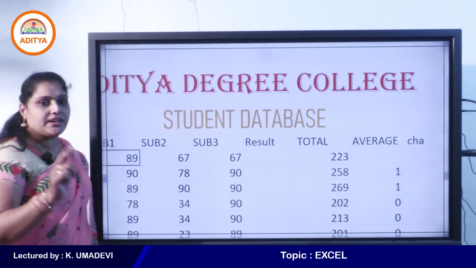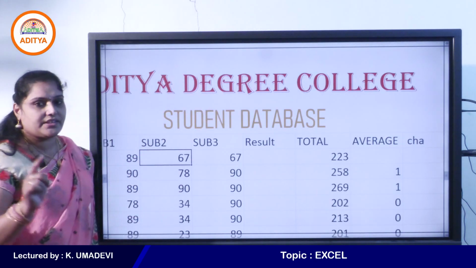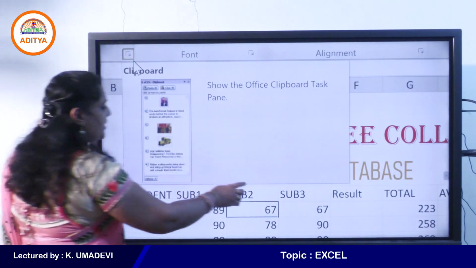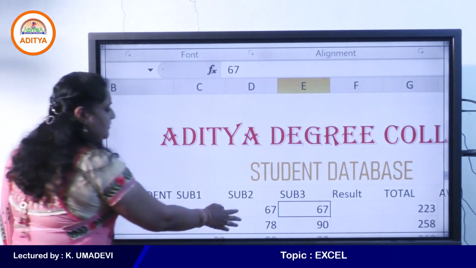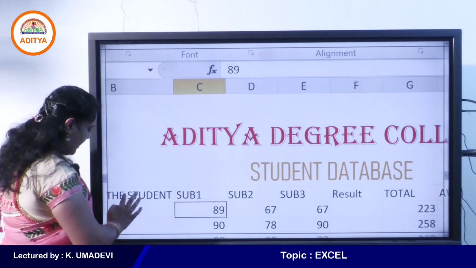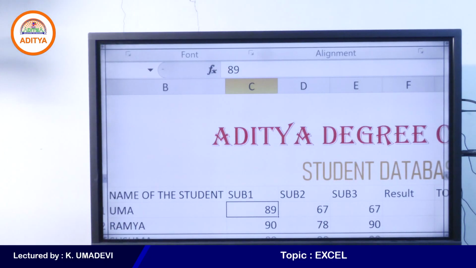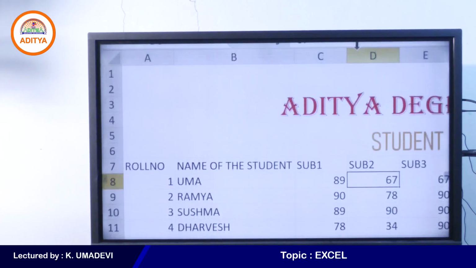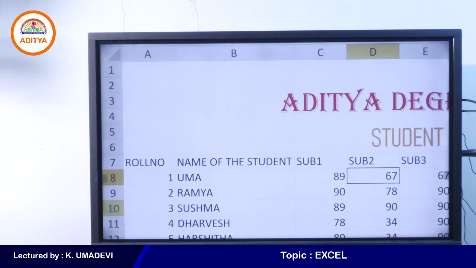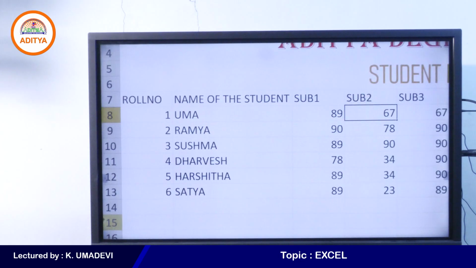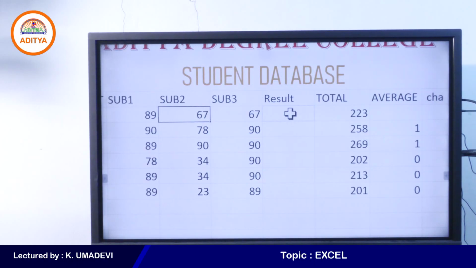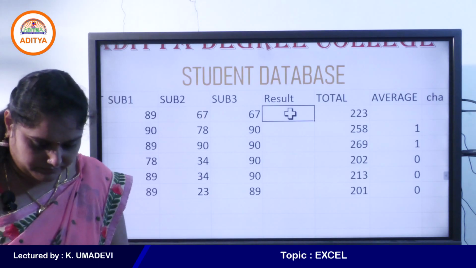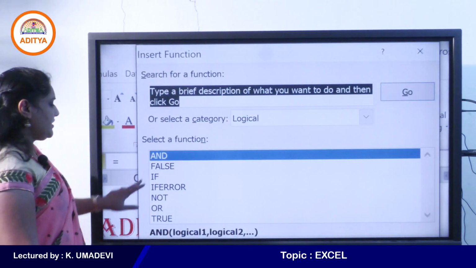See, subject 1 cell address is C8, subject 2 cell address is D8, right, students? See, 67 is in column C and row 8. And next, subject 2 is available in column D and in row 8. Subject 3 is available in column E and row 8, right. So now, select the if function.